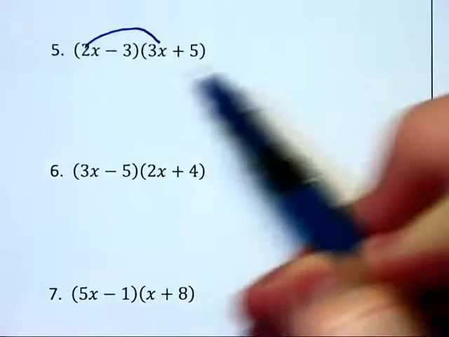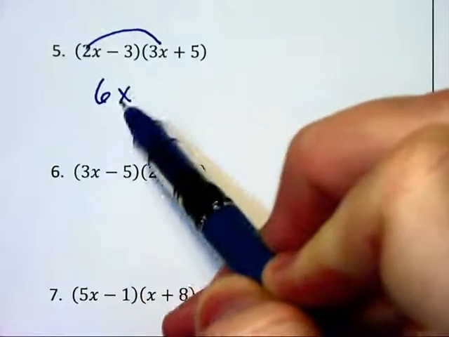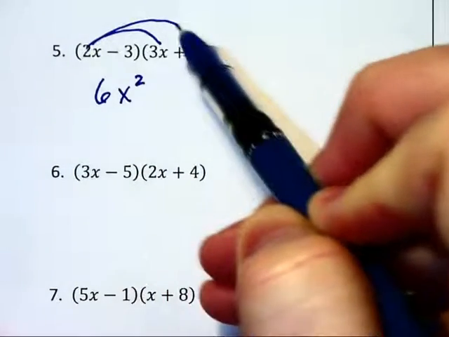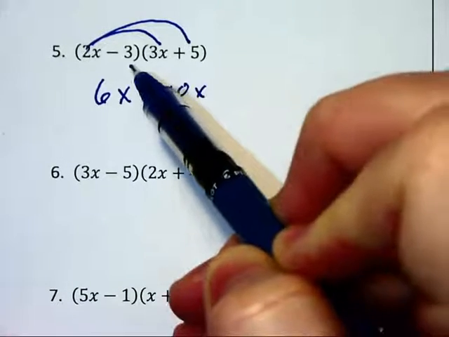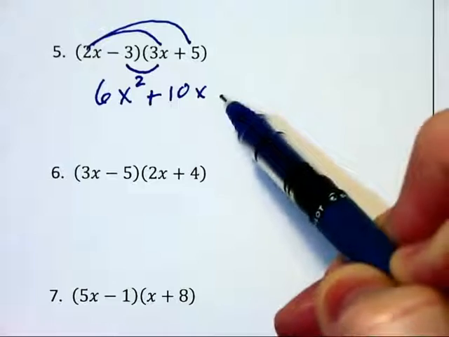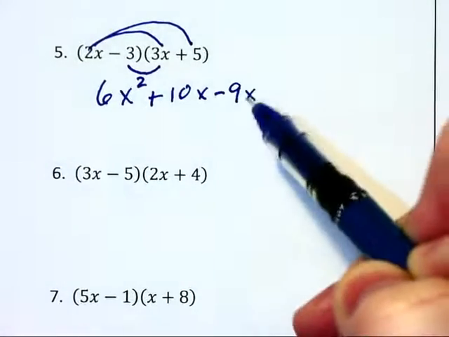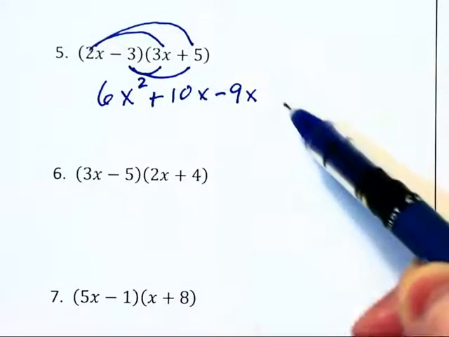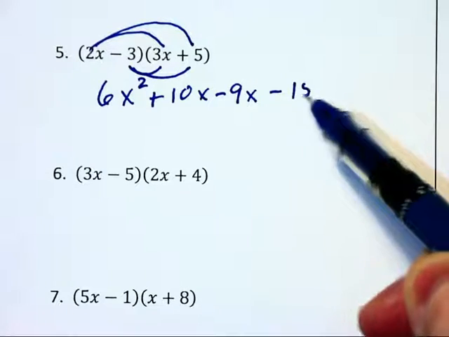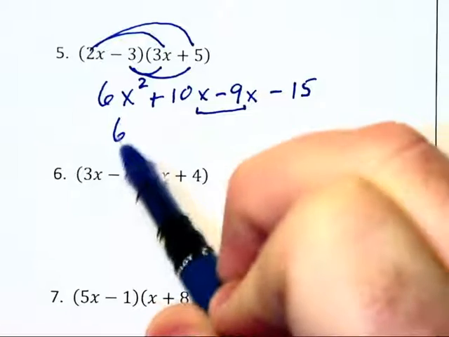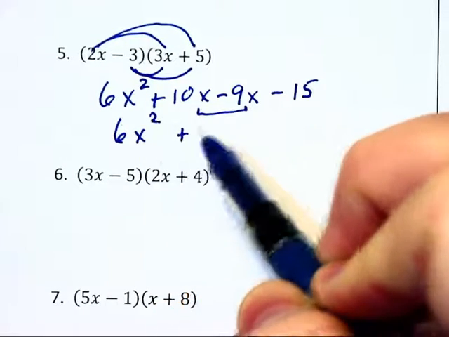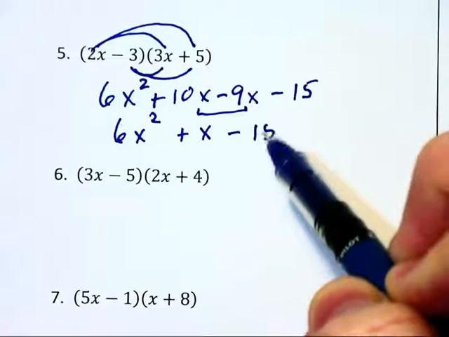2x times 3x makes 6x squared. 2x times positive 5 makes positive 10x. Inner, minus 3 times 3x makes minus 9x. And finally, negative 3 times positive 5 makes negative 15. These middle terms will combine together, and we have 6x squared plus x minus 15.